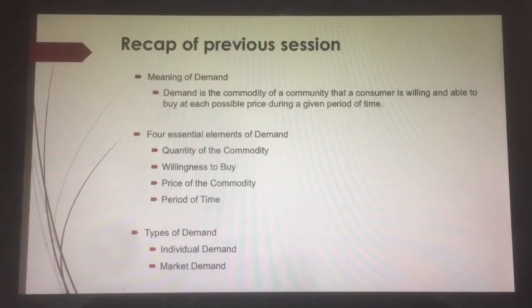In economics, the meaning of demand is the quantity of a commodity that a consumer is willing and able to buy at each possible price during a given period of time. From this definition of demand, we take out four essential elements of demand. First is quantity of the commodity. Second is willingness to buy. Third is price of the commodity. And fourth is period of time.